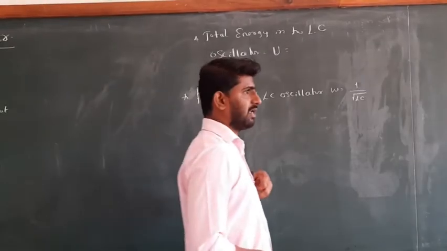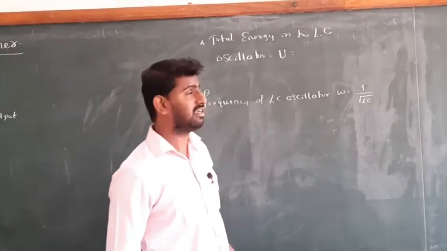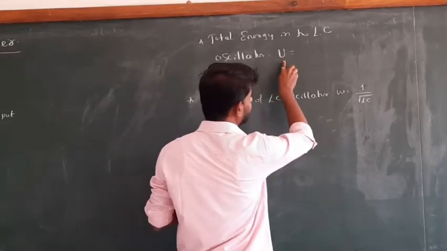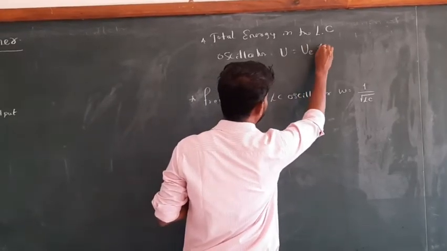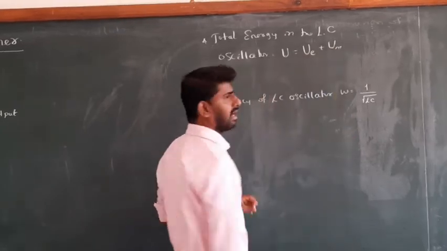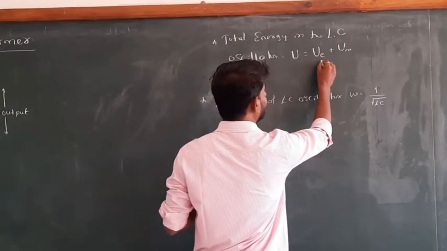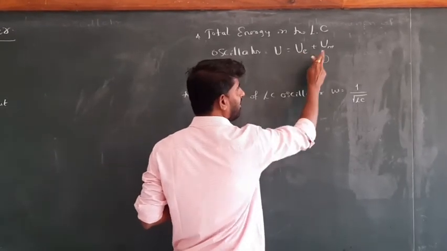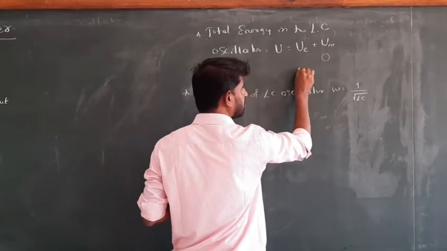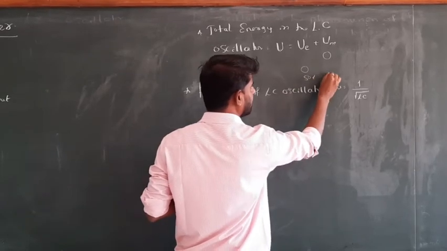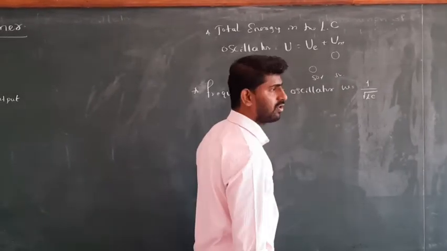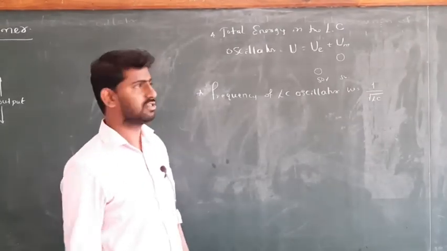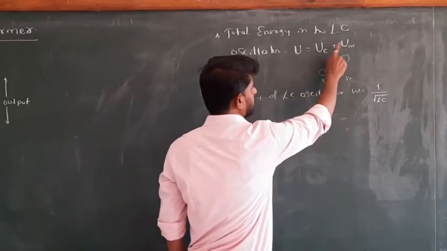And at any given instant of time, we can calculate the energy of the LC oscillator. The total energy may be in the form of electric energy or magnetic energy. When you have the maximum electric energy, the magnetic energy will be 0. When you have the maximum magnetic energy, the electric energy will be 0. When it is 50% and 50%, there will be an equal amount of energy between the inductor and the capacitor, as electric energy and magnetic energy. So the total energy is the sum of these two.